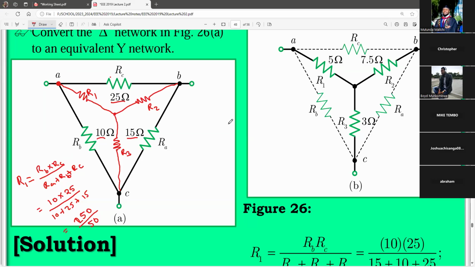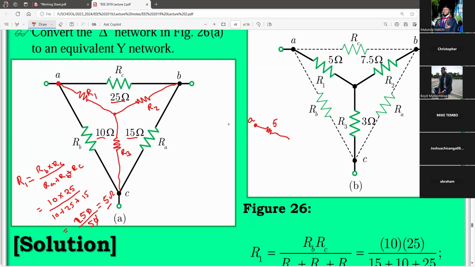Okay. So if what I've done here, my multiplication and additions, are correct, this is 250 as the numerator. And then the denominator is 10 plus 25, 35, plus 15. I think it's 50. So meaning it will give us R1 to be equal to 5 ohms. Okay. So we found one branch. The Y branch now is equal to 5, one of them that is connected to point A.